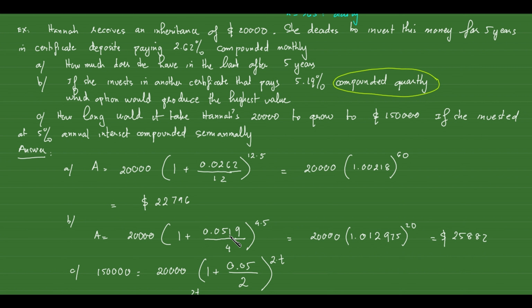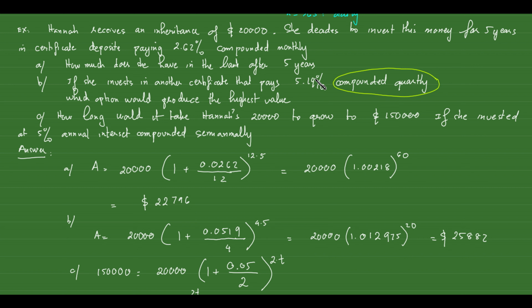Now think about it. If the rate over here is not 5.19%, what if the rate is the same as the 2.62%? Then I'm sure that part A, with the first investment, you will make more than the second one, because for n equal 12 you will be making more money than n equal 4. But because the rate is very high, that's why the compound quarterly is more than the compound monthly.